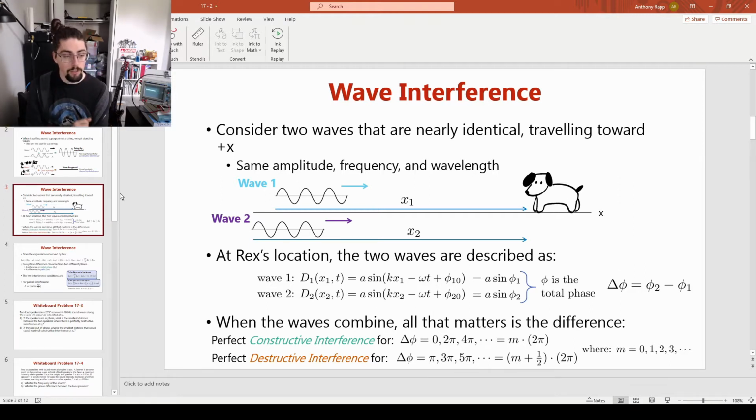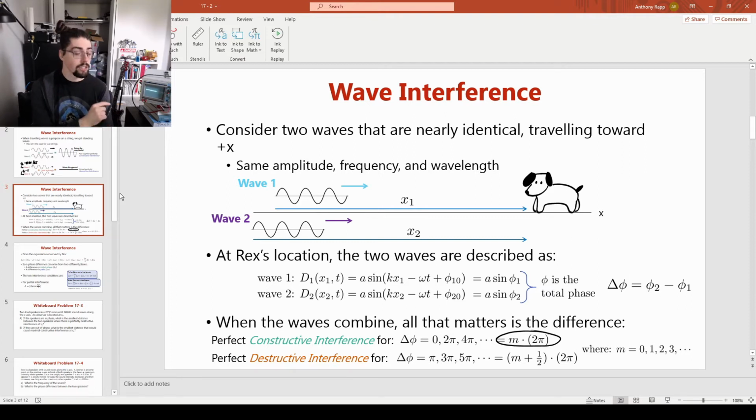perfectly constructive interference or perfect destructive interference. And notice what's going on with these things. This is an m times 2 pi, where m can be any integer number. It doesn't matter which integer it is. Because what's the difference between 0 and 2 pi and 4 pi and 6 pi? There's not a difference. It's still just a rotation all the way around every single time. And if we rotate back to where we started, there was no difference in the first place.